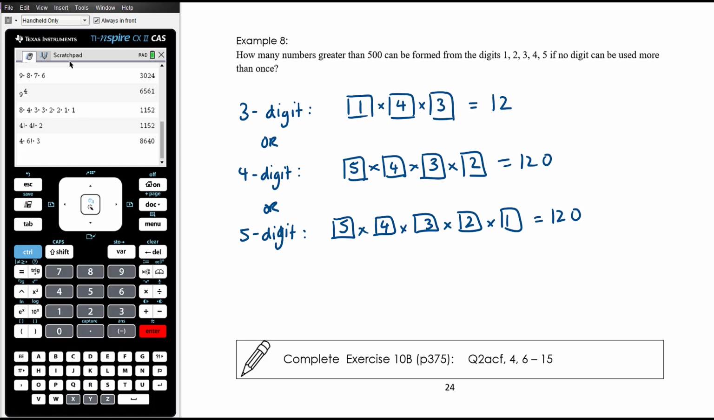So we want 3-digit or 4-digit or 5-digit numbers, so we add all those together, and we find that we get 252 different options. 252 different numbers that are greater than 500 can be formed from the digits 1, 2, 3, 4, 5 if we can't repeat the digits.